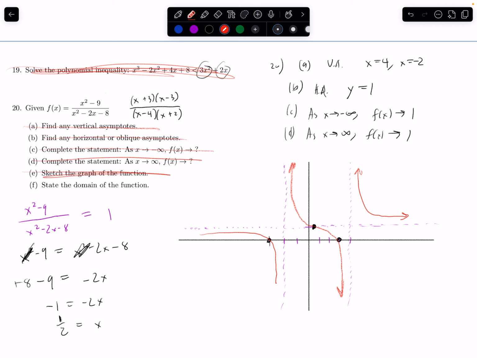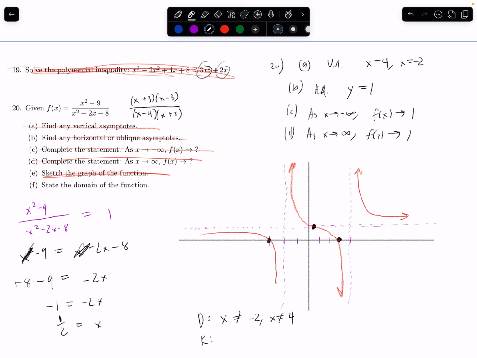Now just to state the domain and range. Domain. Okay, domain is everything except for these two vertical asymptotes, right? So I could write it in interval notation, but the easier way is to just write where x is not. x is not equal to negative 2 and x is not equal to positive 4.